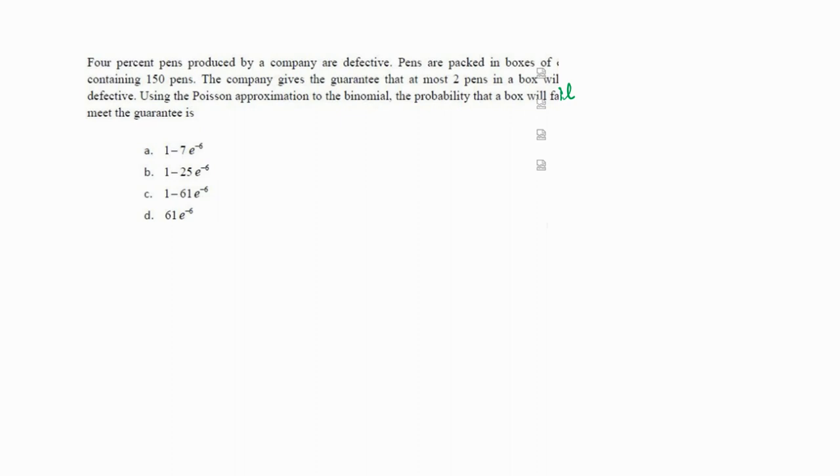We can do it by binomial also, but what happens is that when you have 150 like this, it is manageable, but if you have a number like 1000, then it will be tough to do the binomial, because it will be tough to find the factorial in that. Like if we want to find 1000 C 10, it will be very tough. So what we do is the Poisson approximation to the binomial, and then we try to find the probability that a box will fail to meet the guarantee.